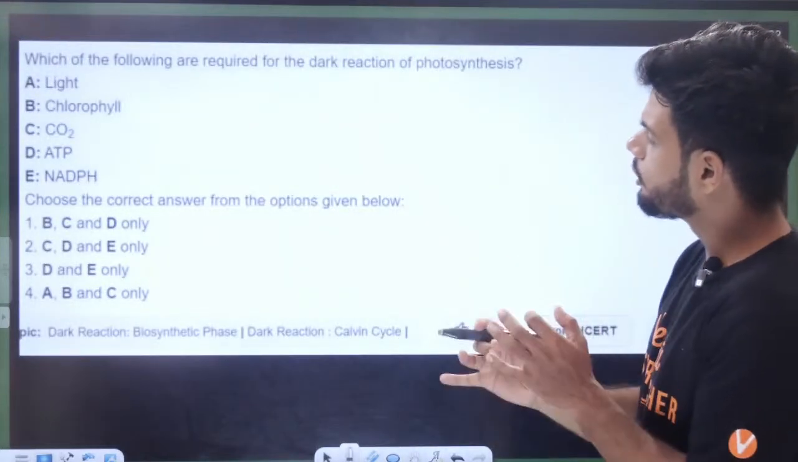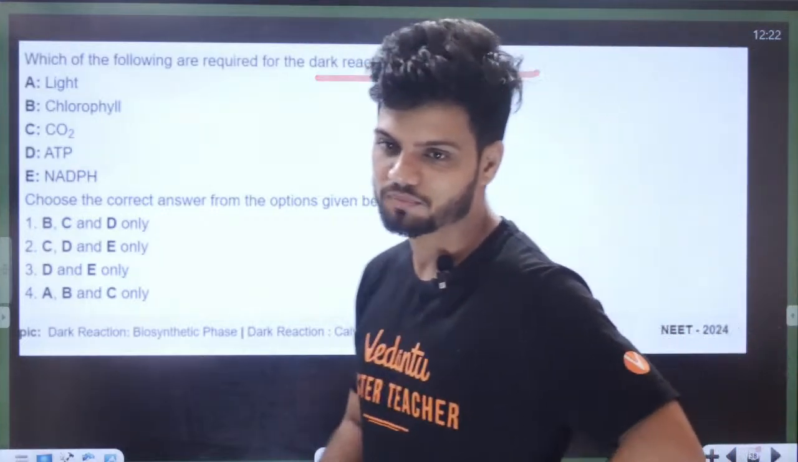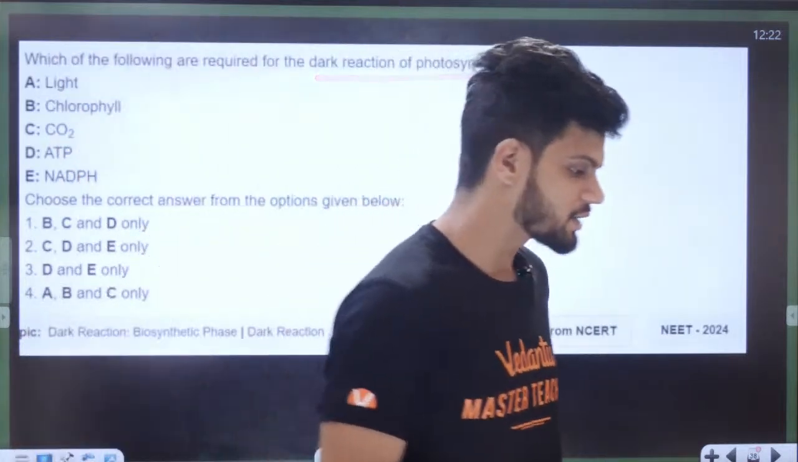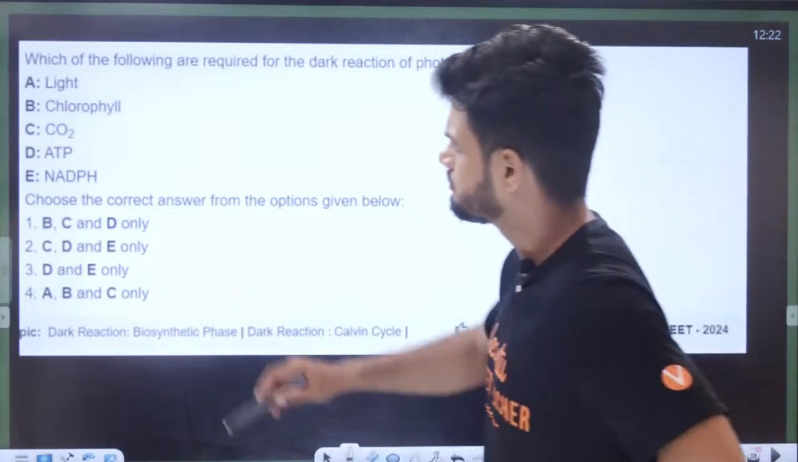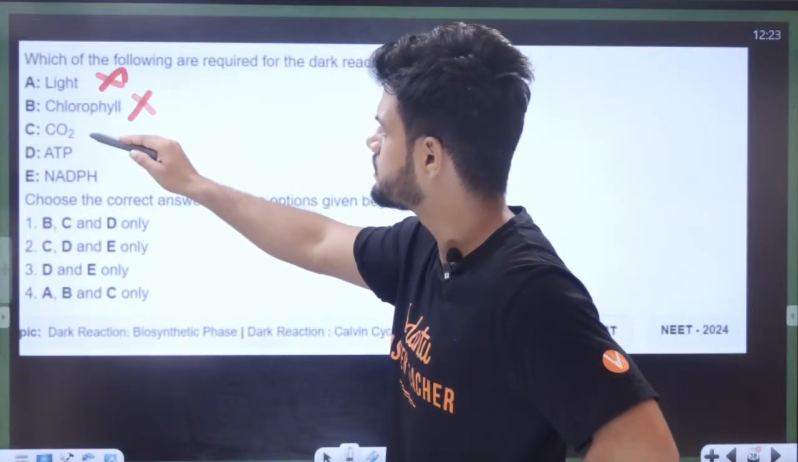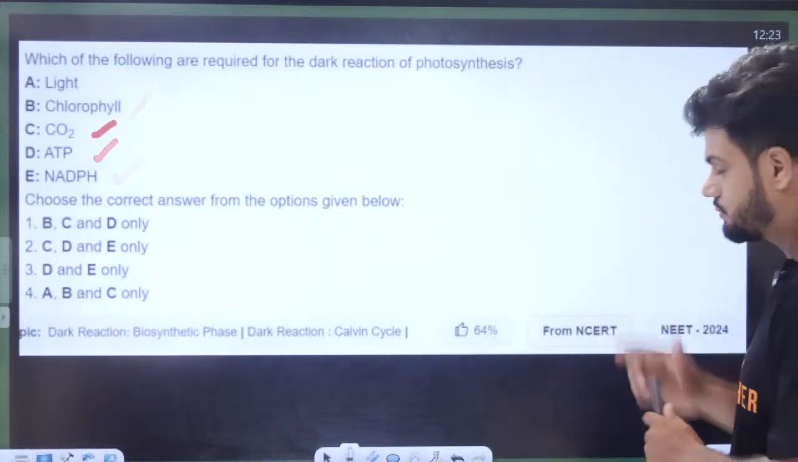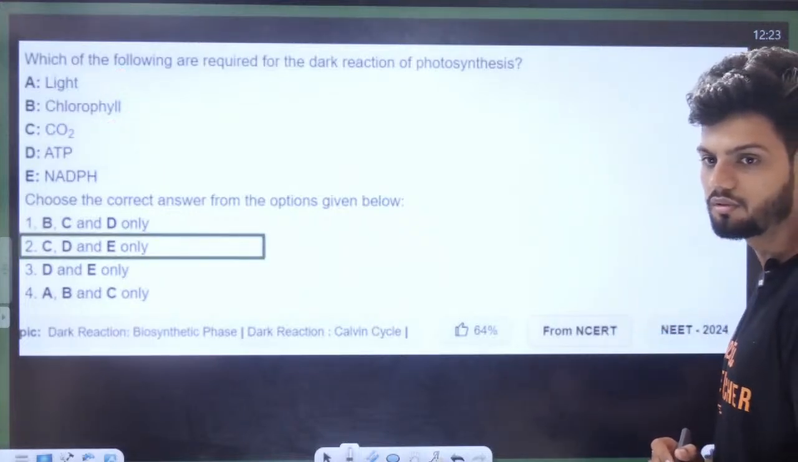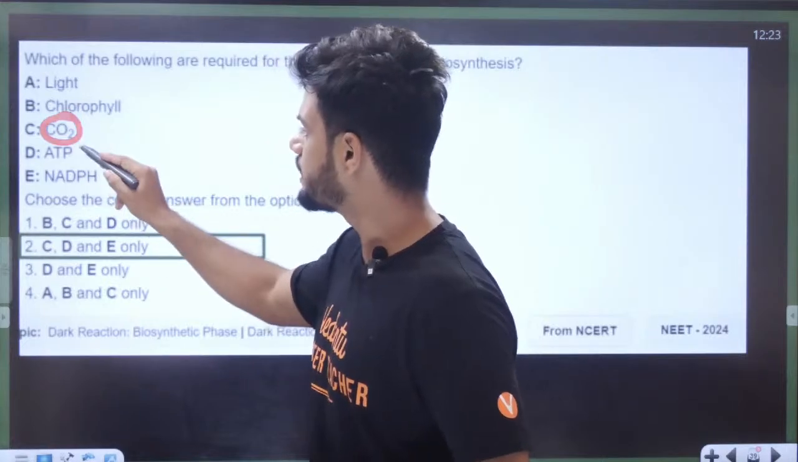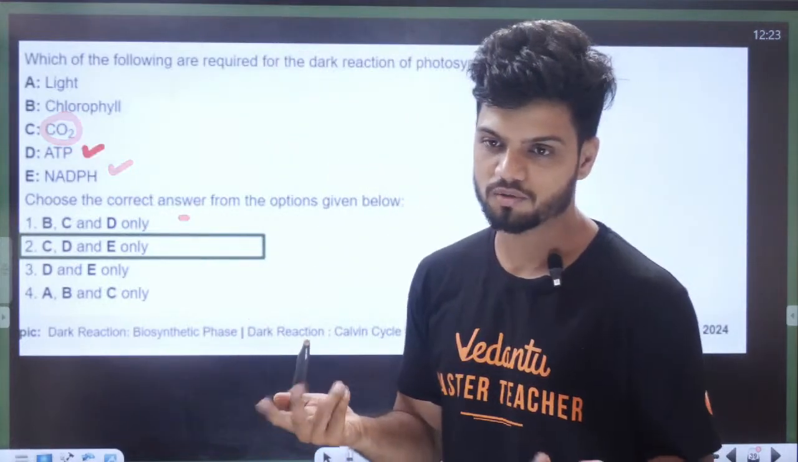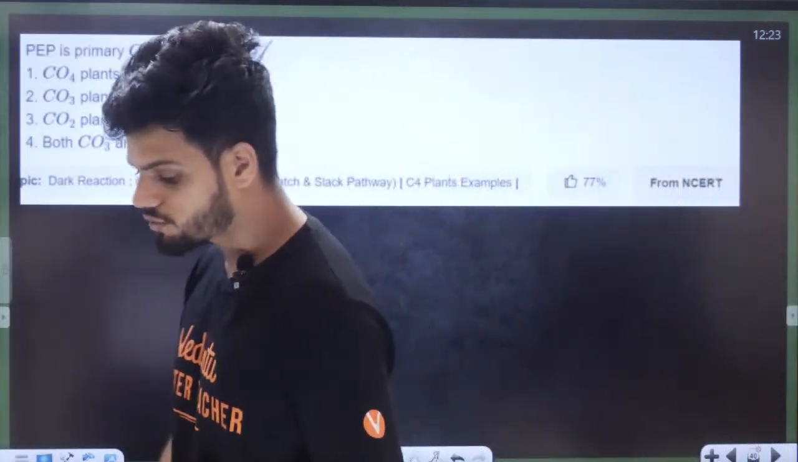Next question. Which of the following are required for dark reaction in photosynthesis? Marks in the chat. Do we need light? We don't need light. Do we need chlorophyll? No. Do we need CO2? Yes. We need ATP and NADPH? Yes. What is the answer? CDE. Yes, CDE. We need CO2 for fixation, and we need ATP and NADPH for energy.